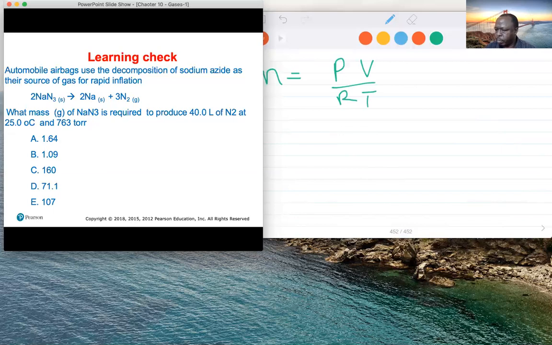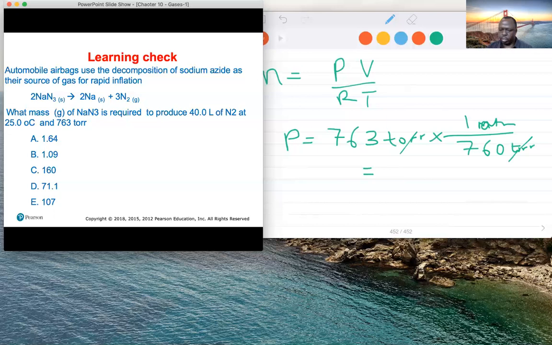What is the pressure? Pressure in this case is 760 torr. We have to change to atmospheres. Remember what I said earlier on? 760 torr is equivalent to 1 atm. So I'm changing the pressure to atmospheres: 763 divided by 760 is 1.004 atm. I change 763 to atmospheres because that's what we need to use right here for the pressure.